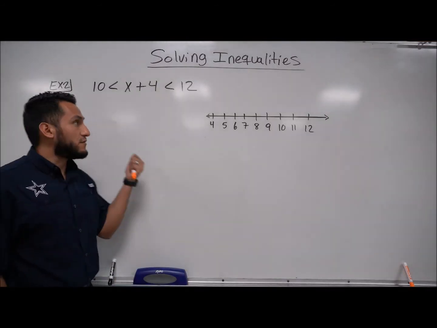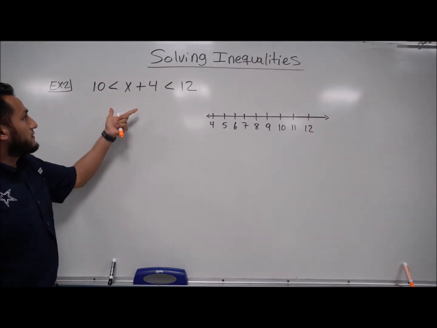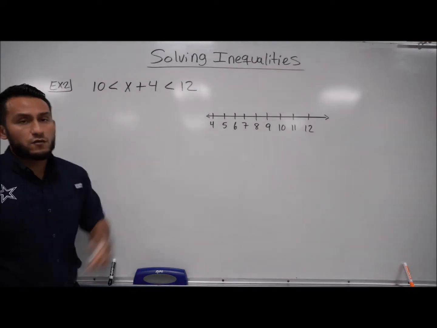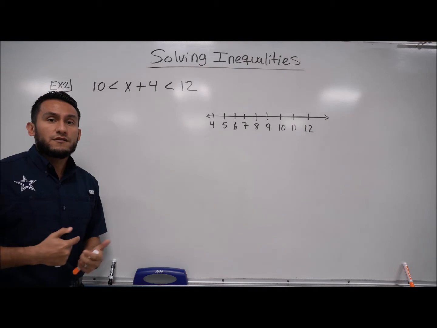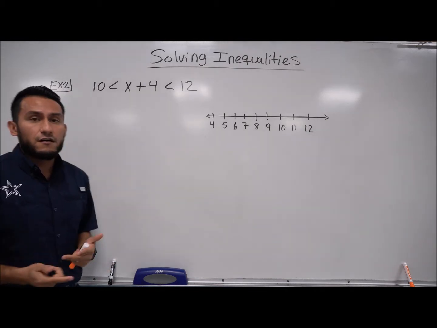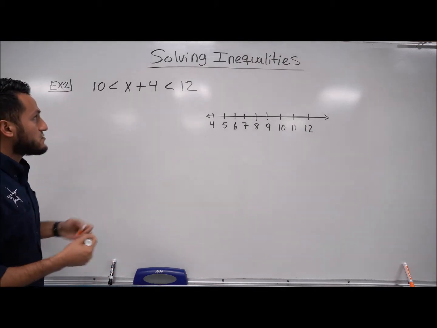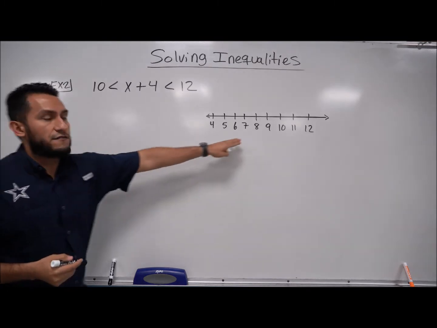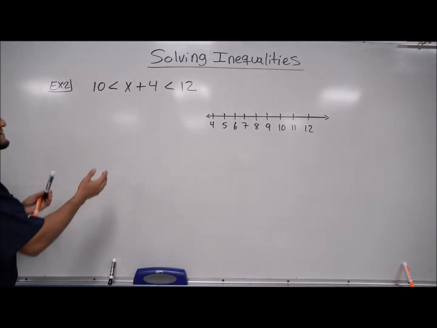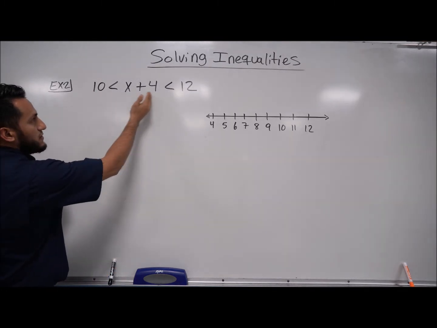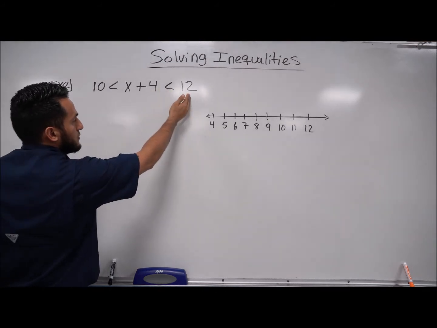So now we have example number 2 here. And if you look, it looks like we have 2 inequality symbols in this problem. So whenever you see something like this, guys, it's considered a compound inequality. We're still solving them, and we still have to graph it on the number line. So let me show you how we do this. 10 is less than x plus 4, which is less than 12.